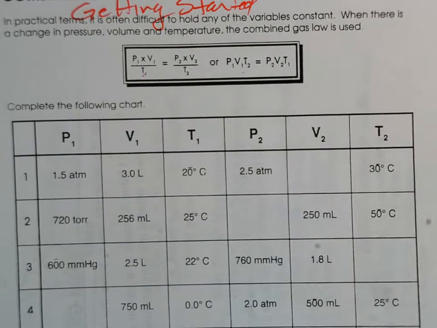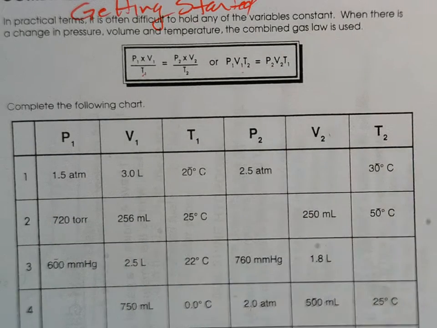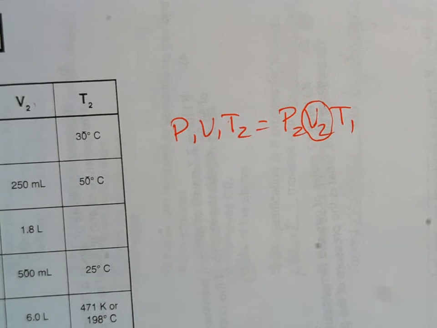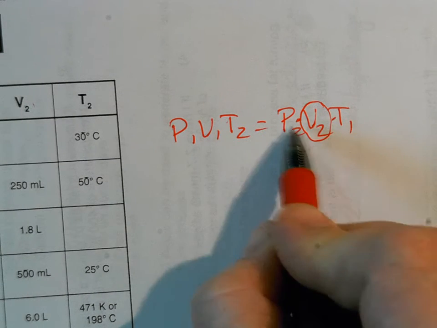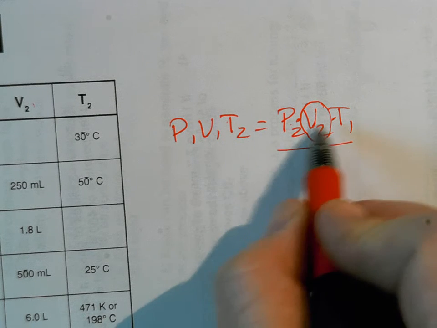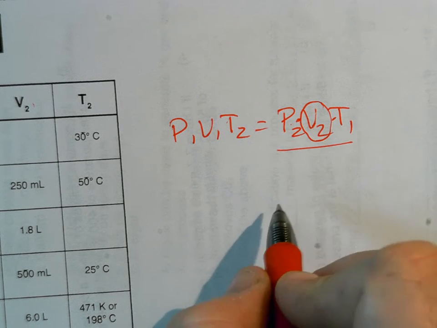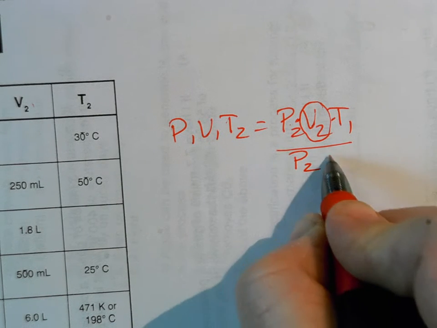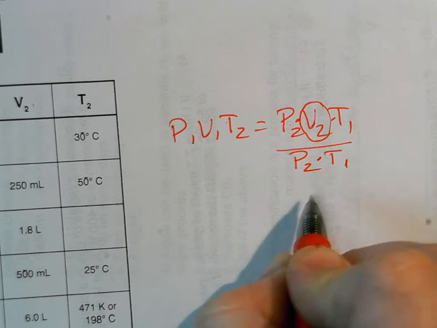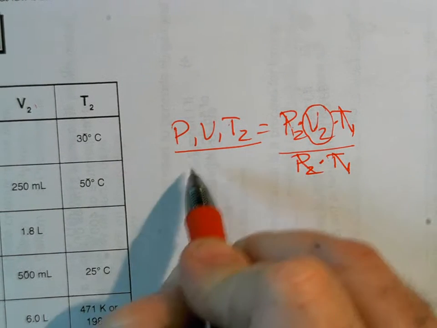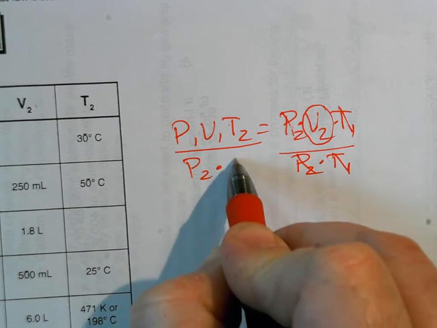So in our first problem here, we are looking for volume 2. So I'm going to circle that. We want to get volume 2 all by itself. Now these variables are all multiplied together, so we can rearrange them any way we like. If we want to get rid of pressure 2 and temperature 1, we can just divide by P2 and T1. Those cancel out, but we do have to do the same to this side of the equation.